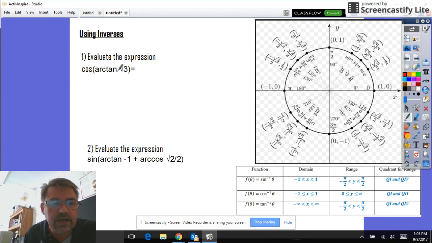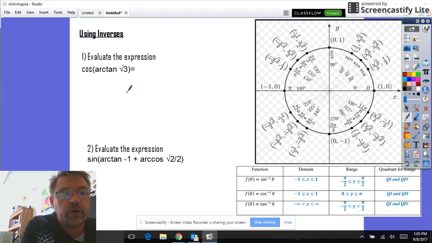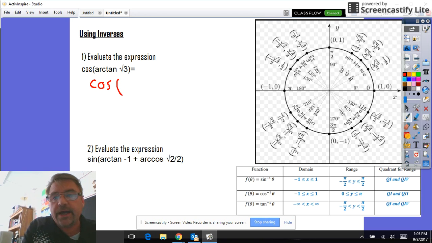Okay, so first of all, we need to evaluate this expression. We're taking the cosine of arctan square root of 3. Now, we don't know what arctan square root of 3 is. But anytime you see arctan or tan inverse, they're asking you what angle has a tangent of square root of 3. Again, that's hard to know because remember that the tangent function is the sine value over the cosine value, and then obviously the square root of 3 here is simplified.